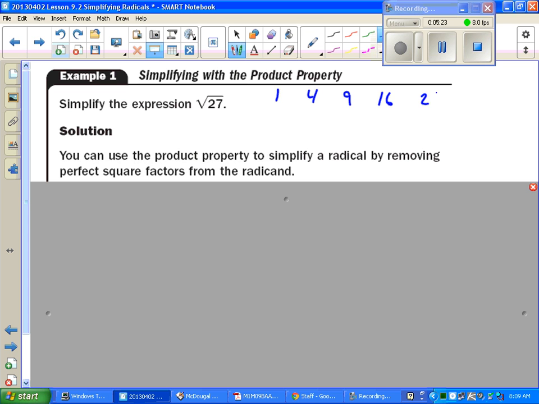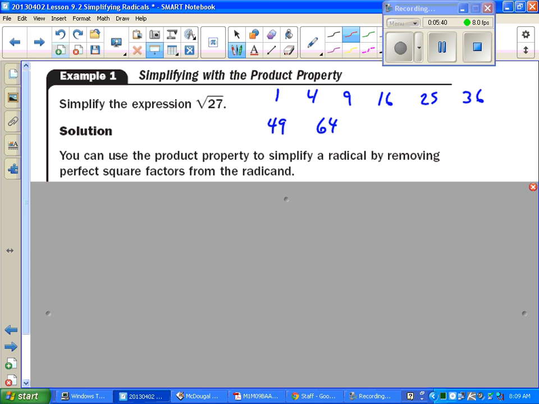5 times 5, 6 times 6. Write them out if you have to at the beginning of the assignment so you can keep referring to them. 7 times 7, 8 times 8. Use those numbers. You can use them an infinite amount. You want to look for one of those values that is a factor of 27.